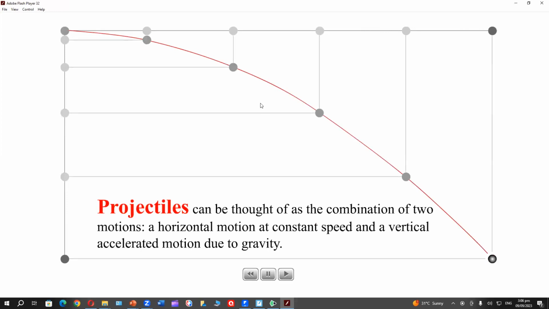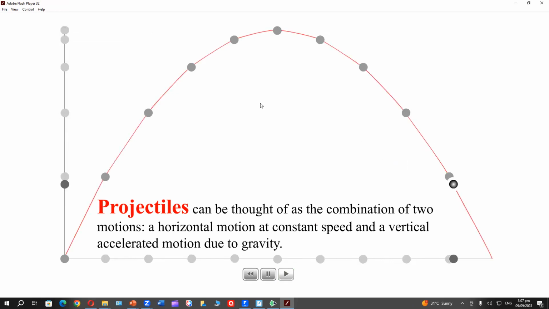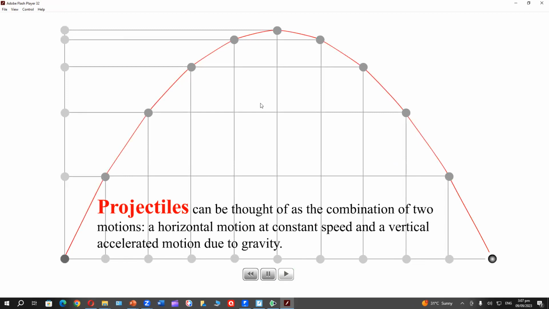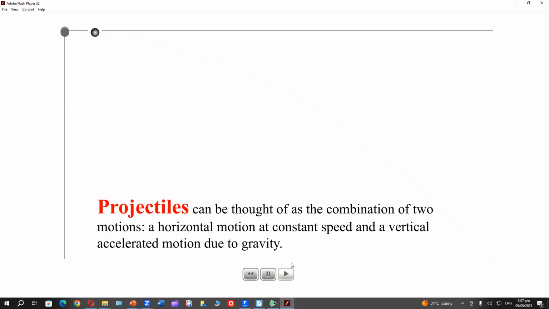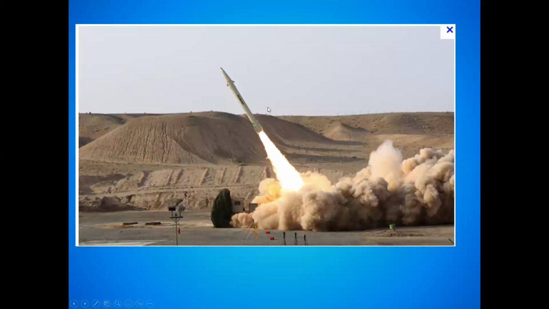This is an example of a projectile motion. The object is traveling on a curve. Look at this screen. It's traveling upward as well as horizontally. So when you launch a missile, when you throw a ball, this is an example of a projectile motion. There are two displacements, there are two velocities. In a projectile motion, like a missile, for example, it travels forward and it travels upward also.